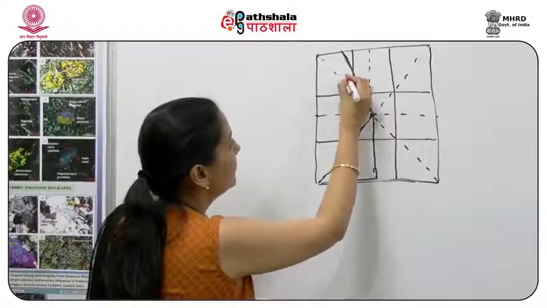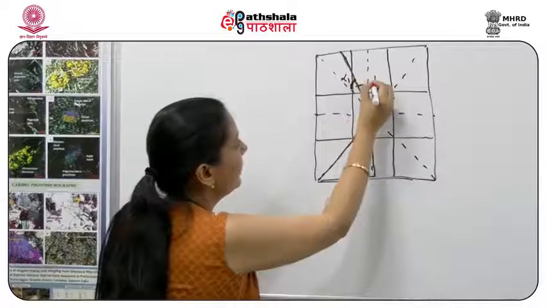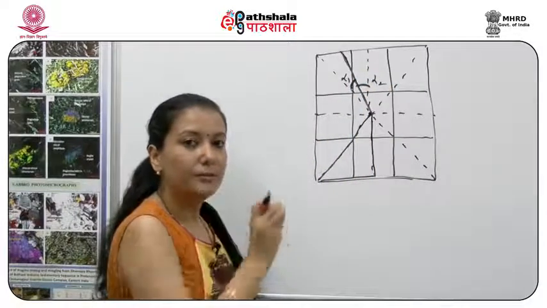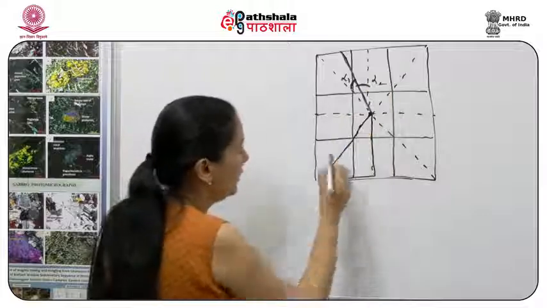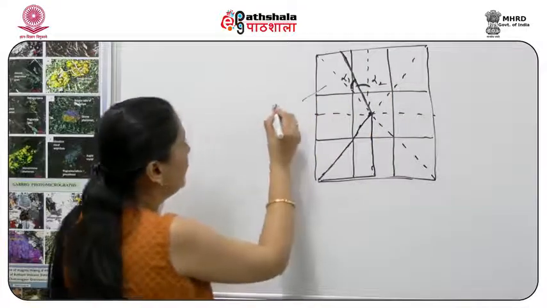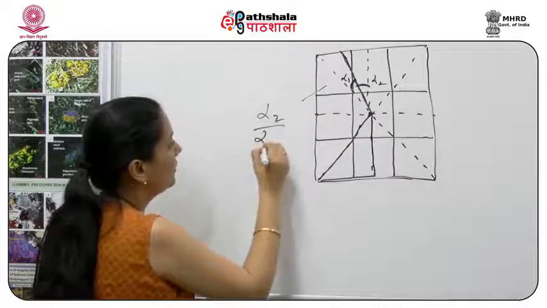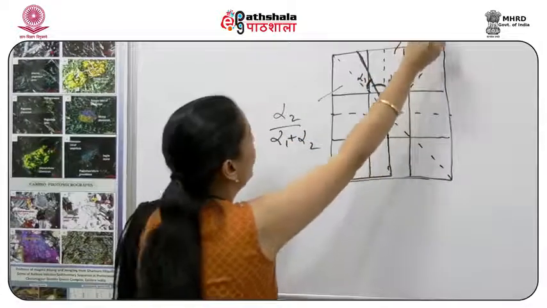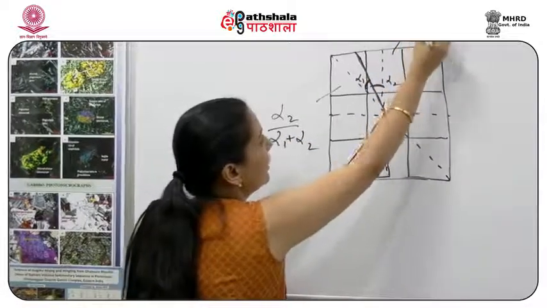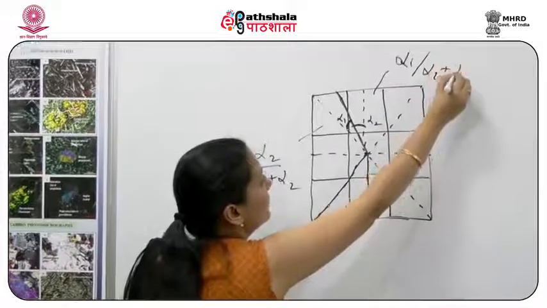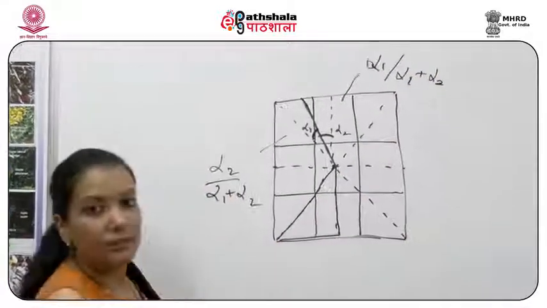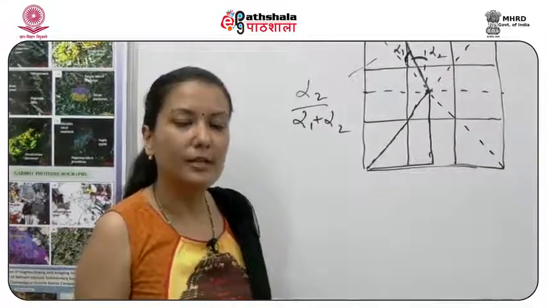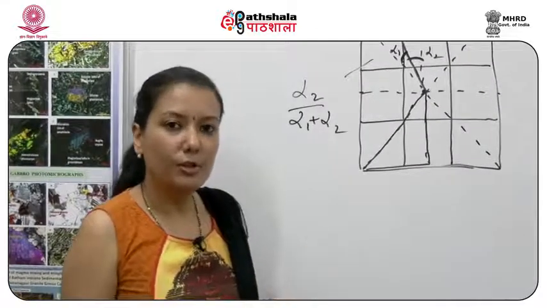Now suppose this angle is alpha 1 and this is alpha 2. So the ratio of the water which is going into these 2 cells would be, for the first cell, alpha 2 upon alpha 1 plus alpha 2, and for the other it would be alpha 1 upon alpha 1 plus alpha 2. So this is the ratio of water which will be going into the 2 cells. So this is the D infinity model.